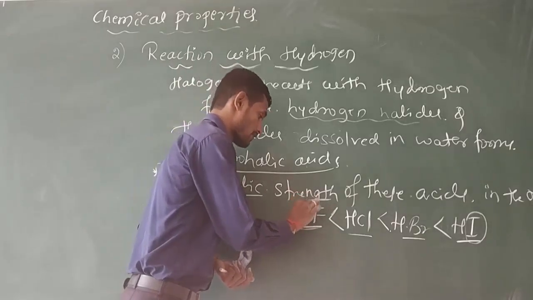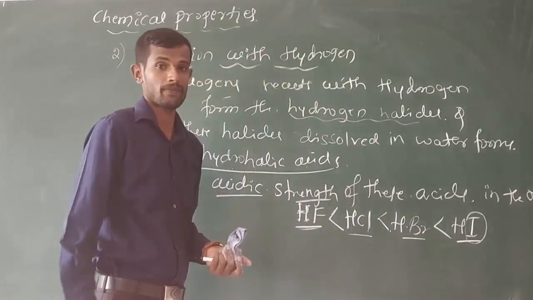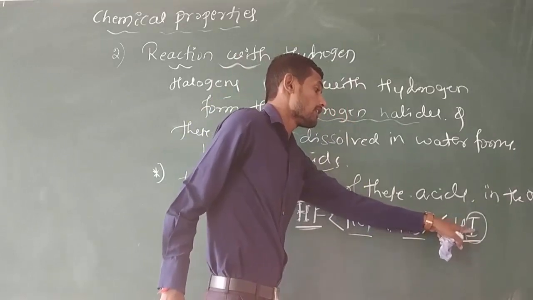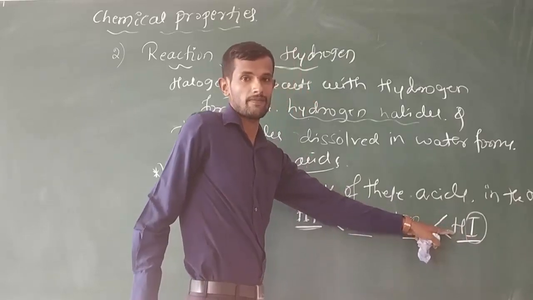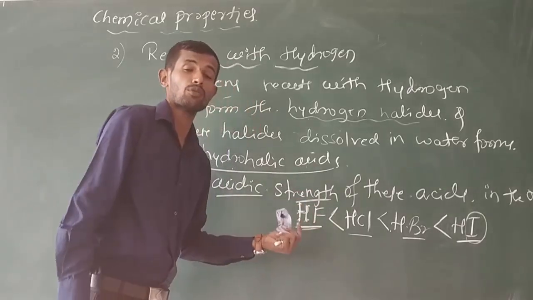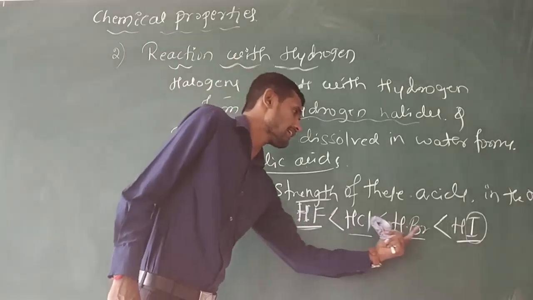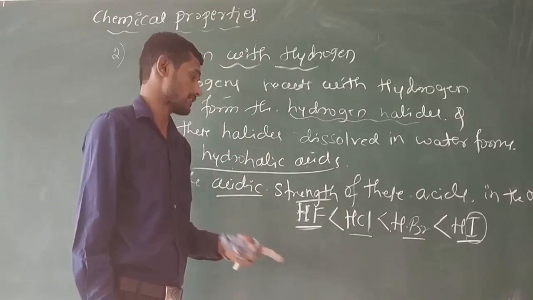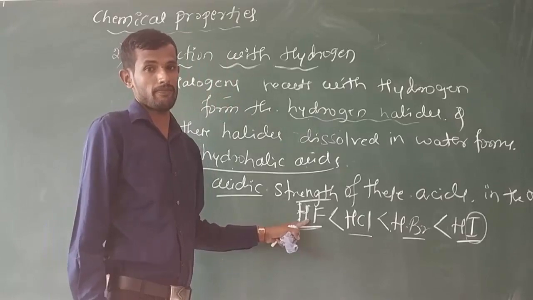Yes, students, HF is a weaker acid than HI because, due to the greater atomic size of iodine, it easily donates a proton. But in the presence of HF, it is not easy to remove the proton. And another point: HCl, HBr, HI undergo complete ionization when treated with water, and HF undergoes partial ionization.